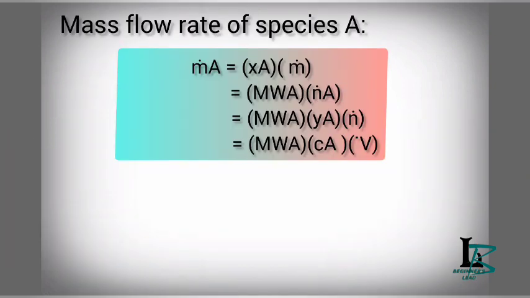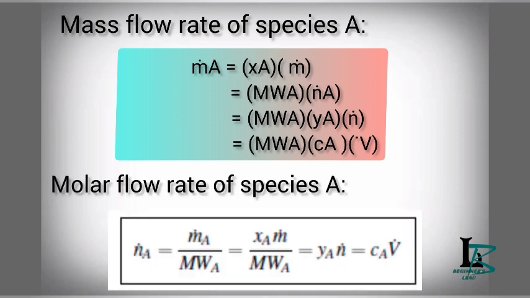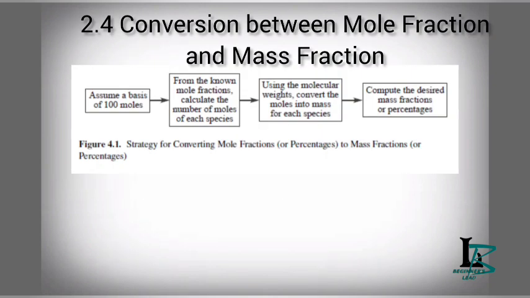Mass flow rate of species A, or m dot A, represents the flow rate of any species. Here it shows the equations for different forms, and also the molar flow rate of species A is shown in different ways. Conversion between mole fraction and mass fraction. How can we convert from one to another?